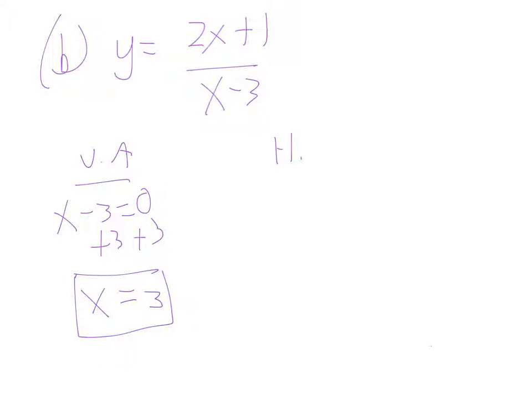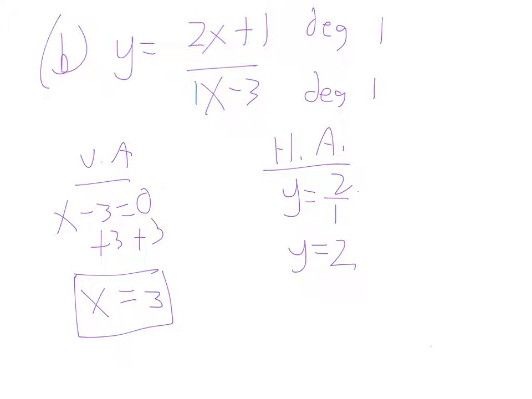You notice there, to figure out the horizontal asymptote, if you notice the degree for both the numerator and the denominator is 1. So you can divide the leading coefficients. The coefficient of the numerator is 2. The leading coefficient of the denominator is 1. So divide it 2 over 1, which tells you there's a horizontal asymptote at y equals 2.